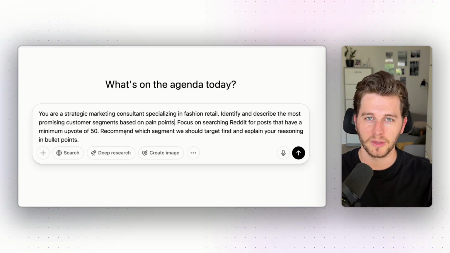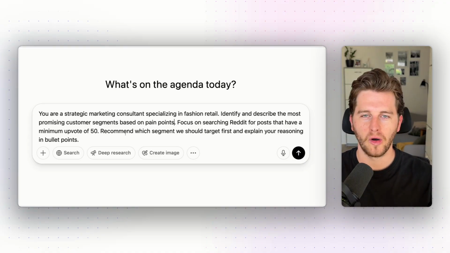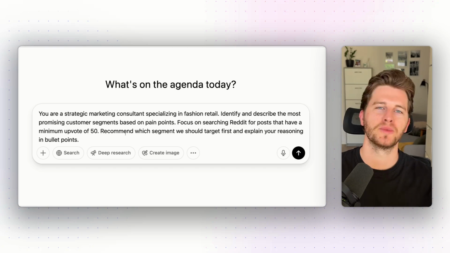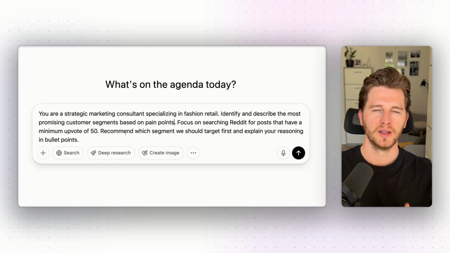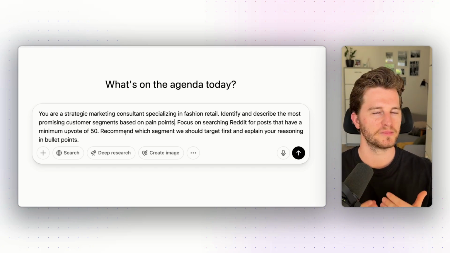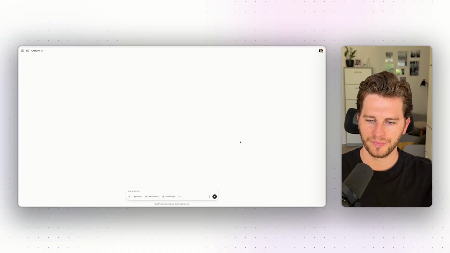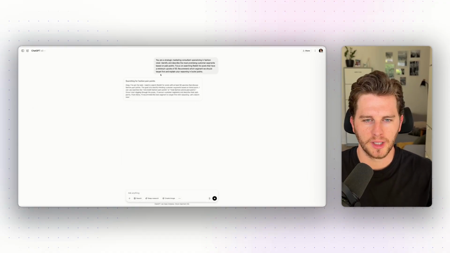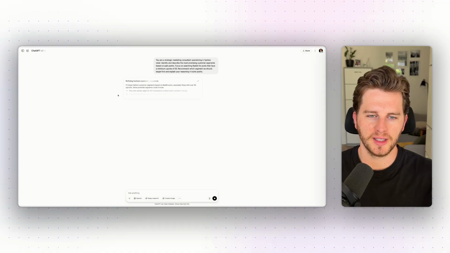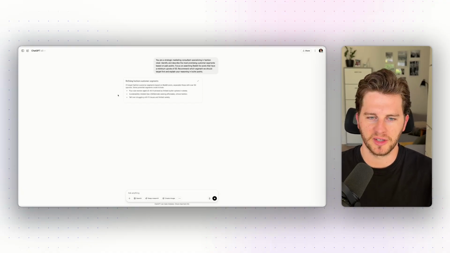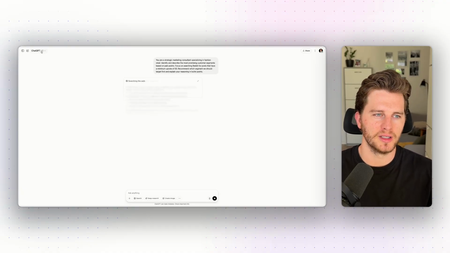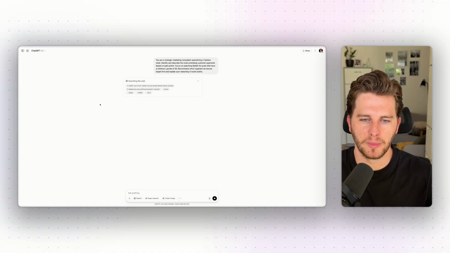Reddit is great because it's this corner on the internet where people talk about their problems, they engage in discussions, etc. So it's really validated pain points of real humans. That's what I like about it. So let's run this query here, and you see how ChatGPT is thinking this through. I basically just let the o3 model do its magic here. So it's a reasoning model that I'm using.